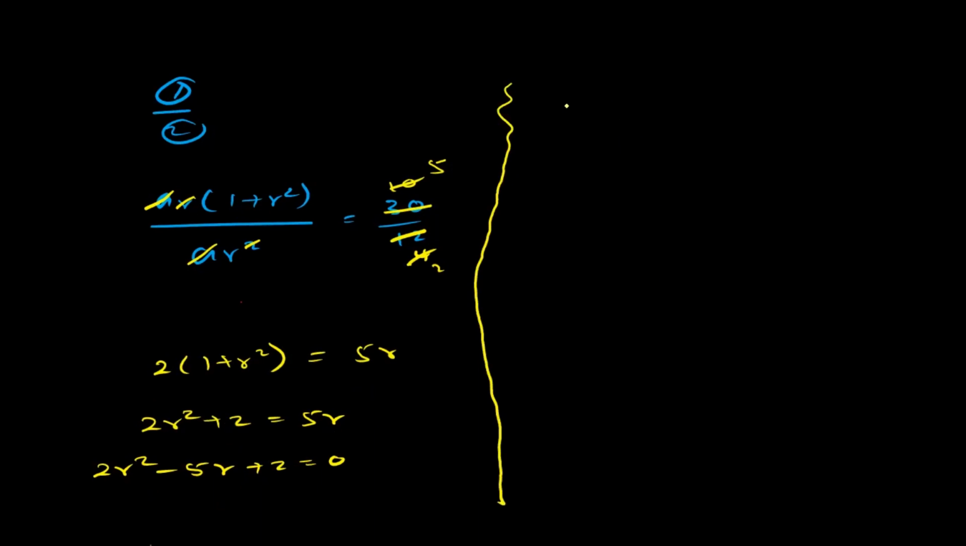Factorize it, guys. 2R square minus 5R plus 2 equals 0. Factorize it and give me the answers, guys. What are you getting?